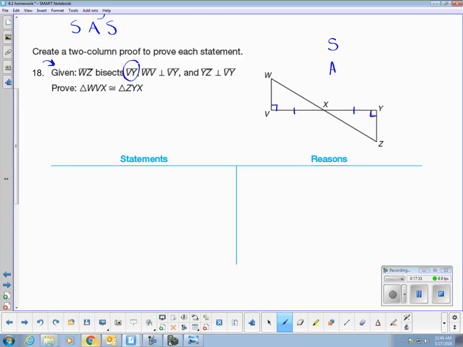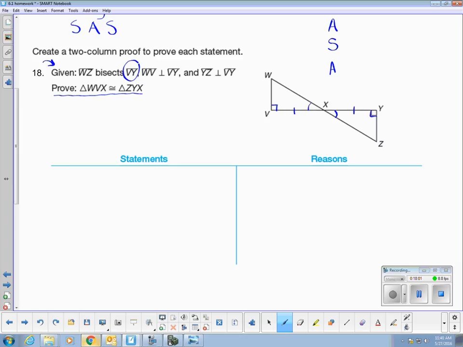So I've used up all my given, and what I'm trying to prove is that these two triangles are congruent to each other, and I need one more thing. So I looked in the drawing, and I noticed that I have some vertical angles. I have a vertical angle here and here. And so knowing that now, I have another pair of angles. And so what I have, it looks like it's going to be angle, side, angle.